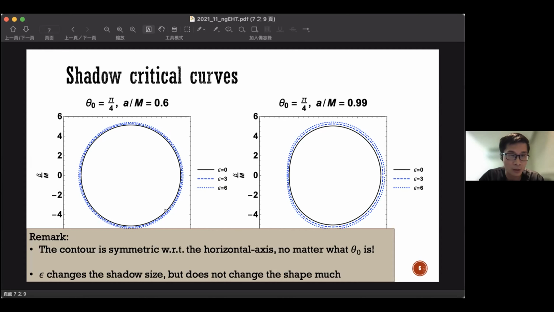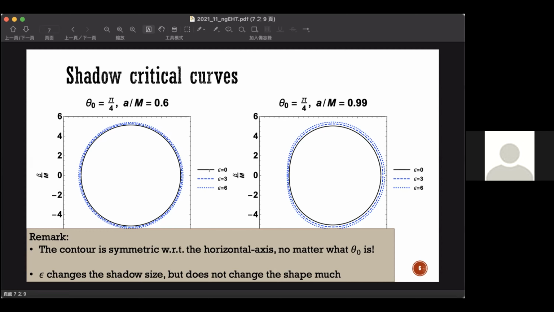And there are two important remarks. The first one is that you can see from this figure, the contour, this critical curve of the shadow boundary, is always symmetric with respect to the horizontal axis, no matter what the values of the spin or what values of the inclination angle are. And this is quite counterintuitive because remember, the space-time that we are considering here do not have reflection symmetry. But the contour, the critical curve, is always symmetric with respect to the horizontal axis.